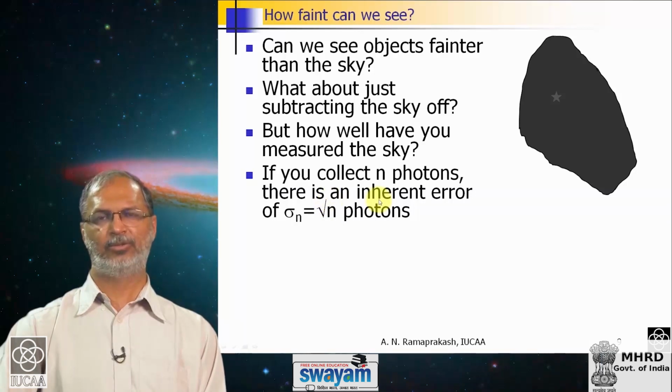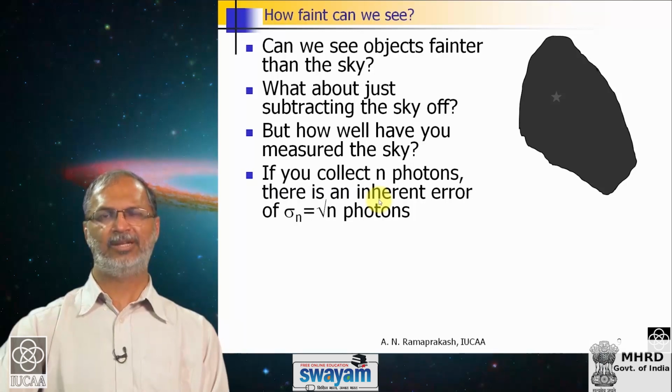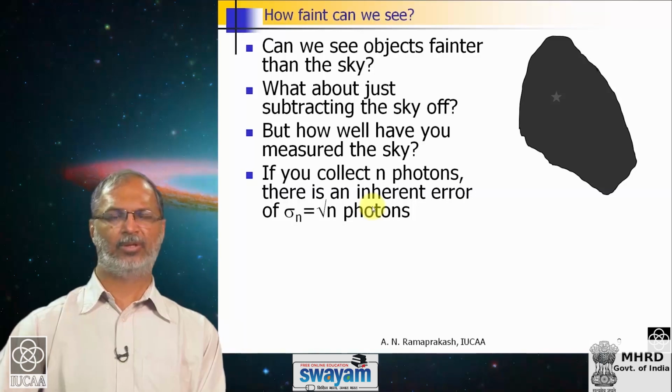This has nothing to do with the measurement technique being used, nothing to do with the limitations of the detector or the telescope or the optics you are using. This property is inherent to light. This is the way light behaves. If you collect n photons of light on average, that measurement is always uncertain to a level of root n. This is coming from the physics of the nature of the photons. This is not a result of any human process or technology process. It is inherent.